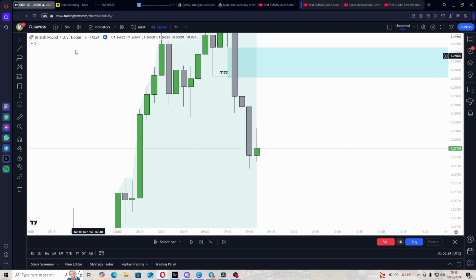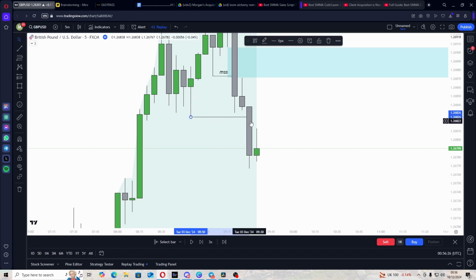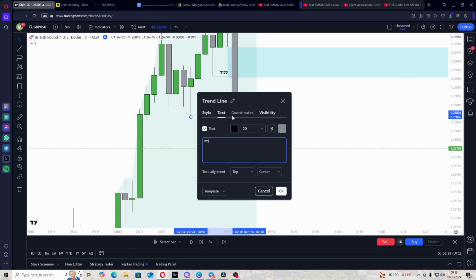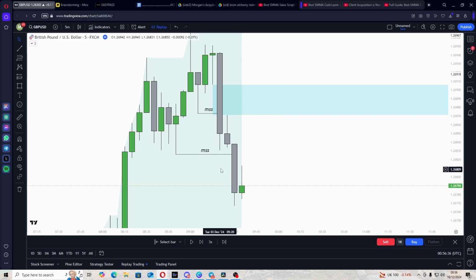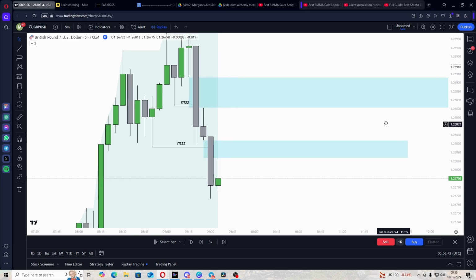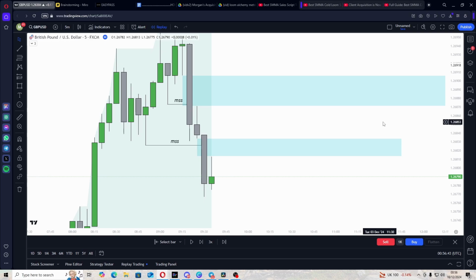You can see there's another market structure shift right here, which we will actually be using as well to enter the market. We're going to be using this market structure shift because the candle before it and the candle after it did not go below it. All right, all we need to do now is find the other fair value gap, which will be right here. And after we find this fair value gap, all we need to do is enter, and we're going to be making so much profit and printing so much money.